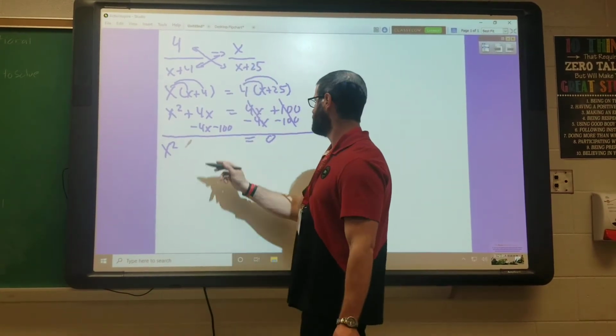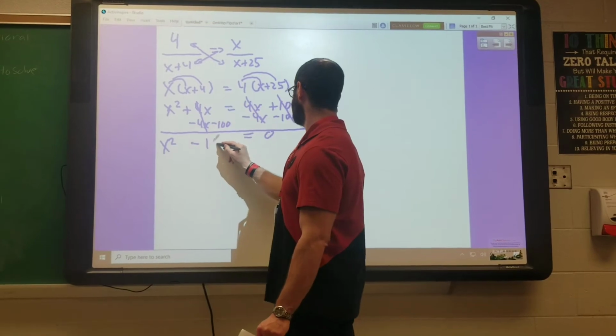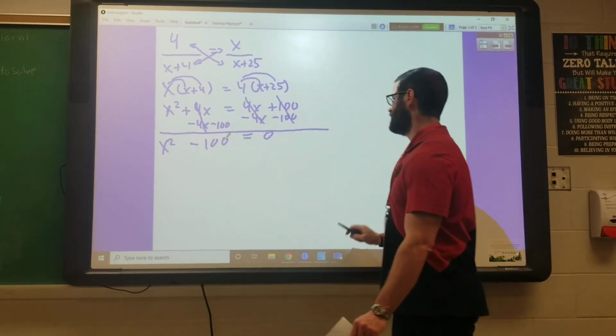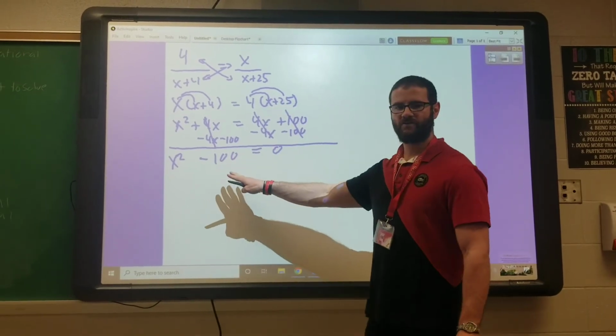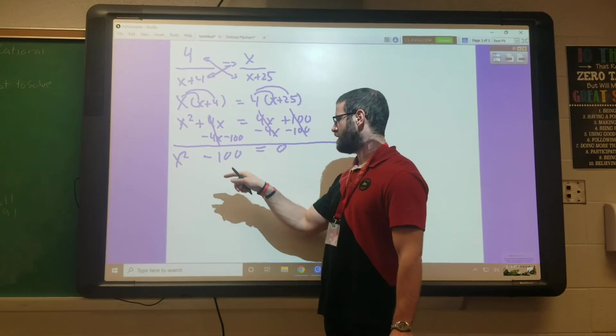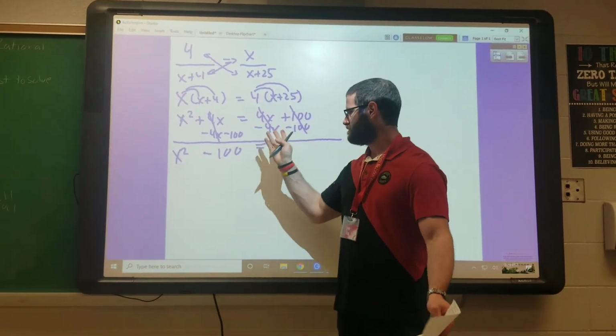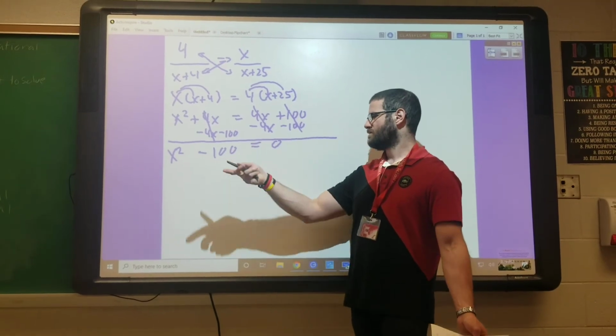What happens to those 4x's? 4x and negative 4x, they go away. And I'm left with minus 100. Okay, now we need to solve for x. So we should recognize that this is a difference of squares. Since 100 is a perfect square, with x squared minus a perfect square, that's a difference of squares. So we think, what's the square root of 100?